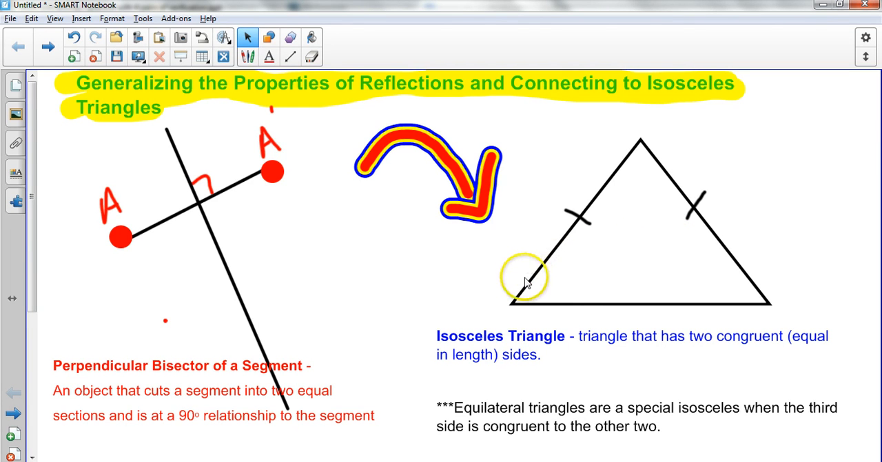Pause where you need to, write down what you need to. But anyways, make sure that you're getting this information. So let's take a look at the reflections here again. So I'm just going to recap the two properties that are always occurring here.